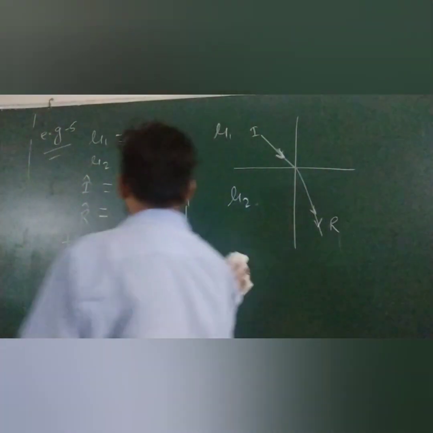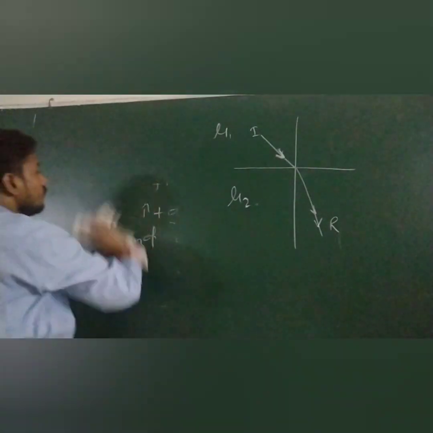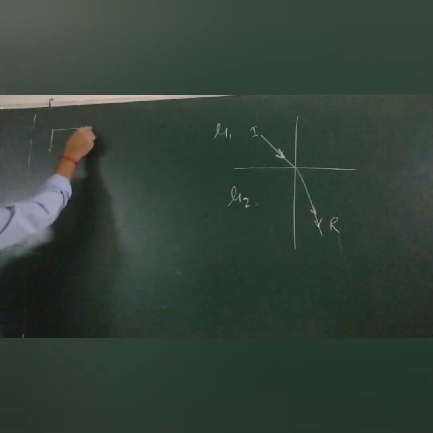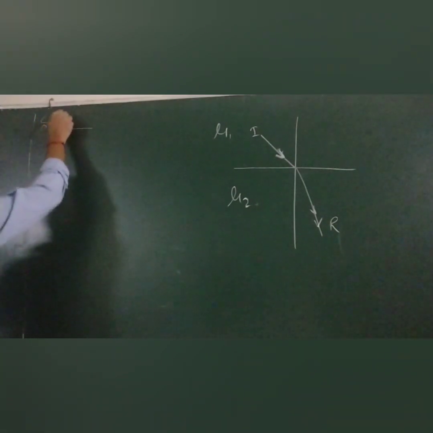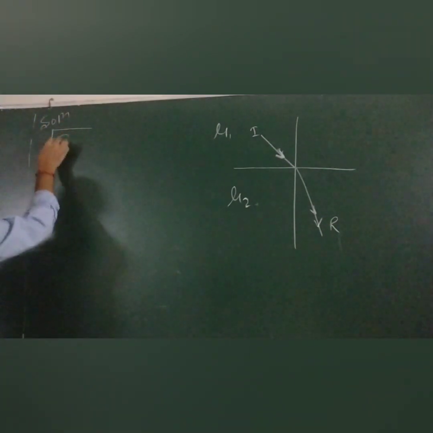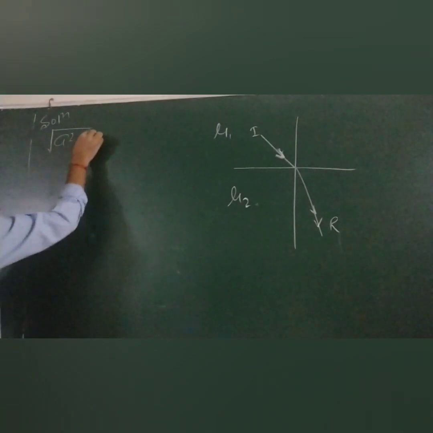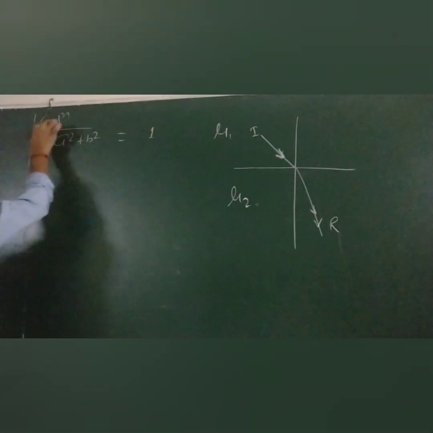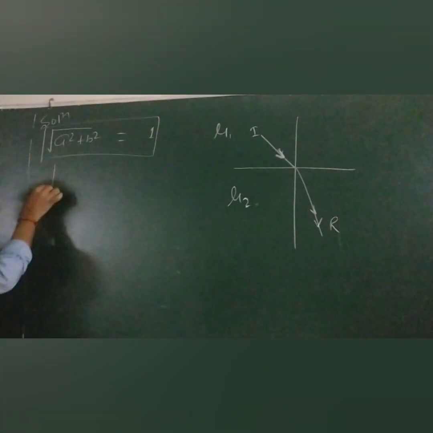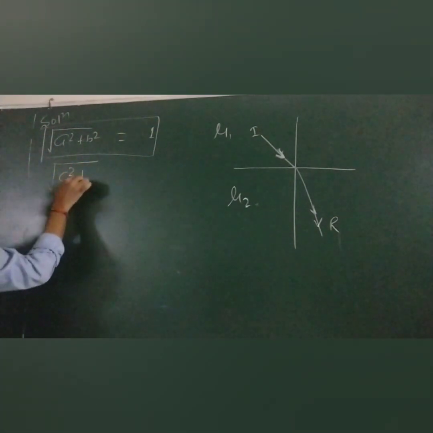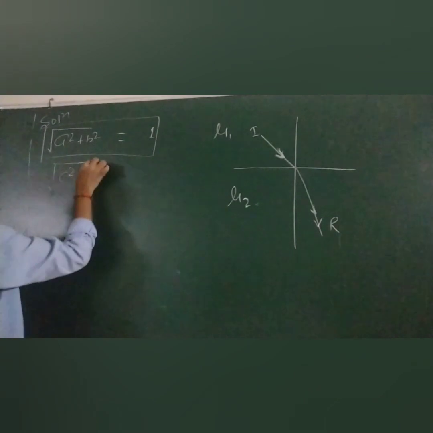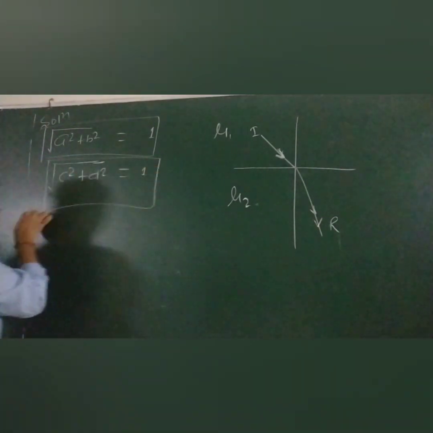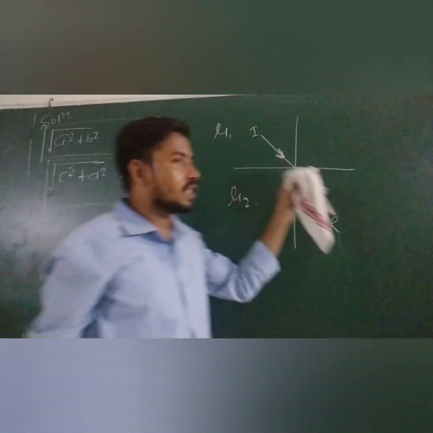Can I start? Okay. See my dear. First of all, under root A square plus B square is equal to 1. Why? Because these are unit vectors. Under root C square plus D square is also 1, because this is also a unit vector. Now this light is coming in, so we can resolve two components.